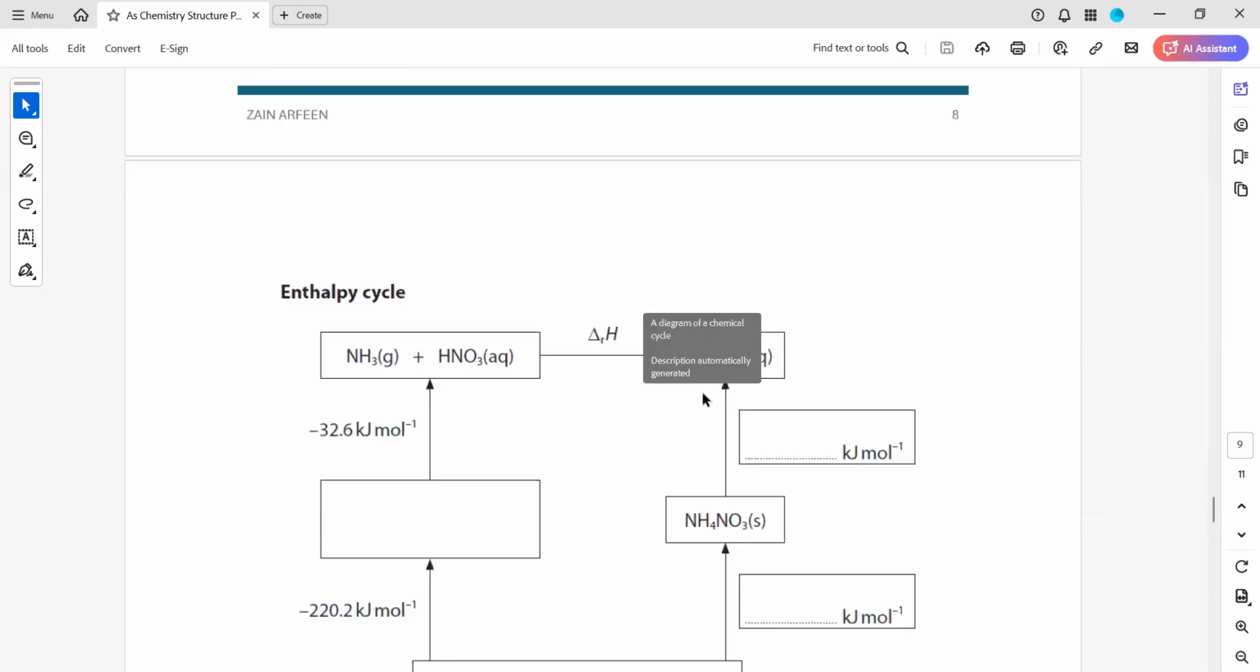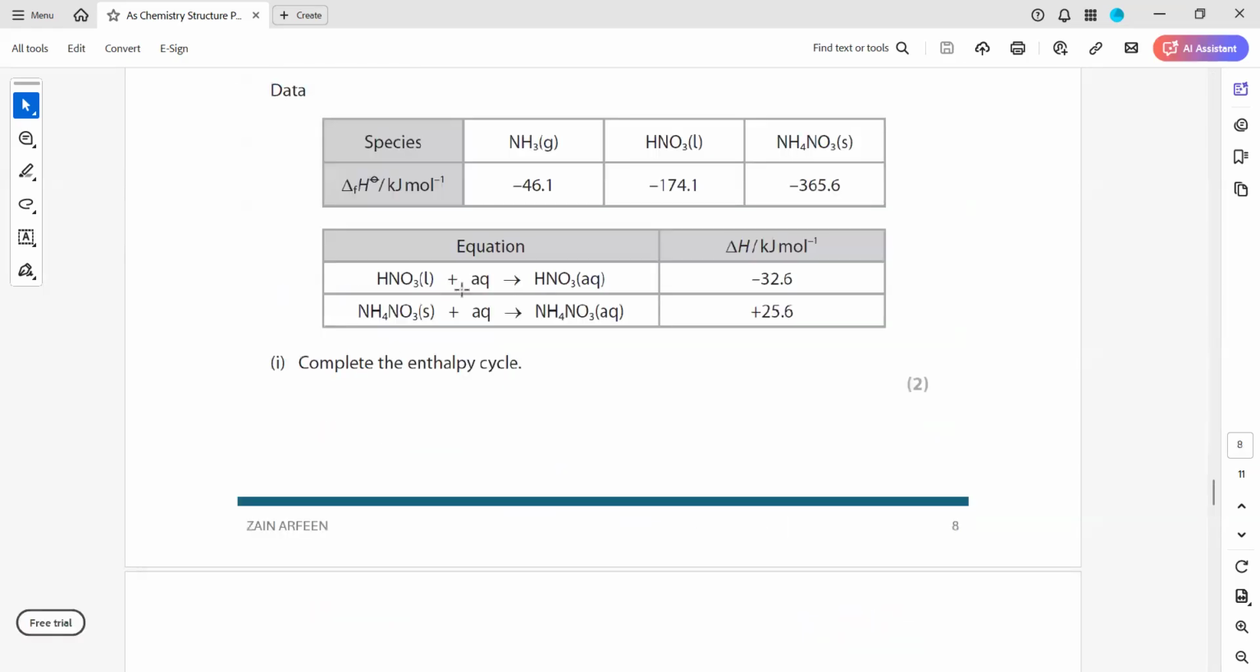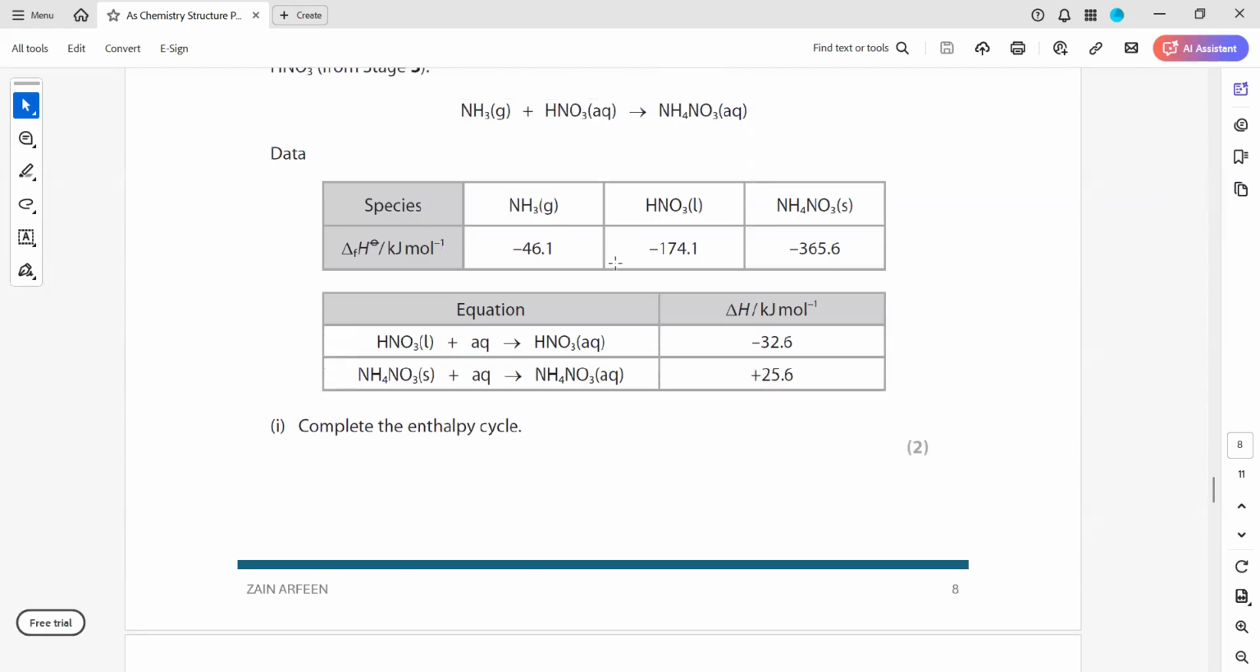In part G, complete the enthalpy cycle. The data is given: when nitric acid goes from liquid to aqueous, it is minus 32, and when solid ammonium nitrate dissolves, it is plus 25.6. And the enthalpy changes of formation are given here.